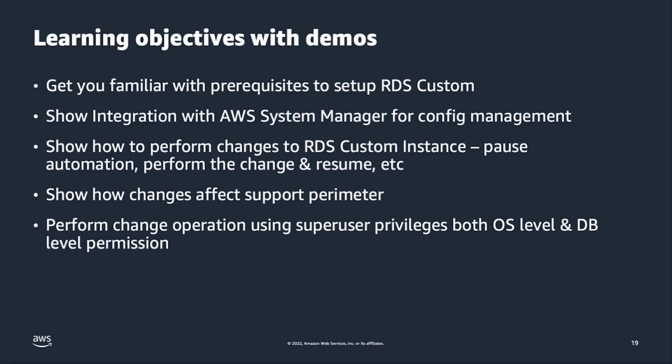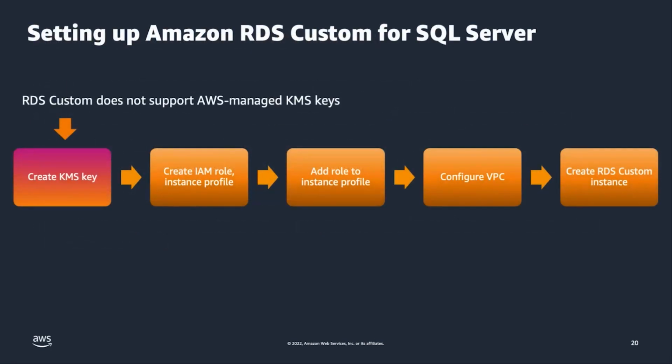I have set up an environment where I purposely made some changes that would put this RDS instance out of the support boundary. And finally, we'll perform the change operation using the super user privilege both at the OS as well as the database level. So we'll use our first use case of setting up link server. So we can set up a link server on the RDS Custom instance.